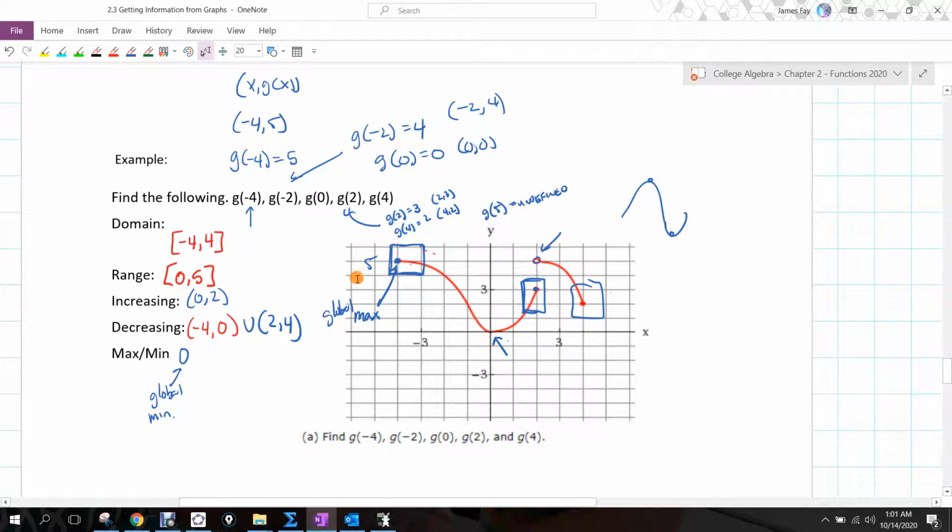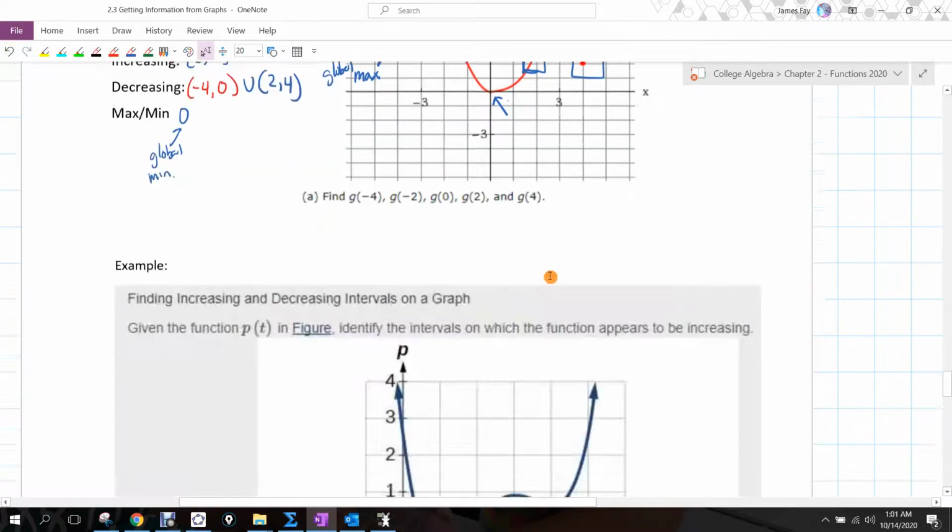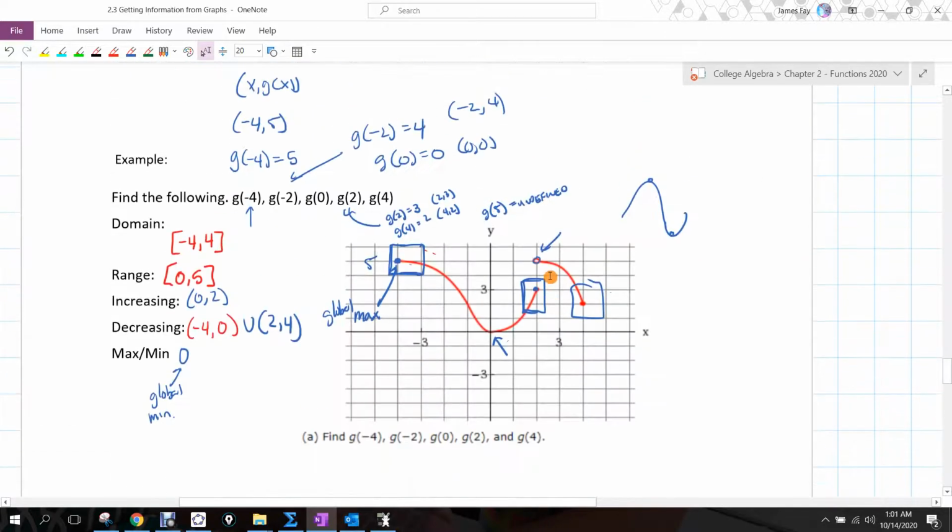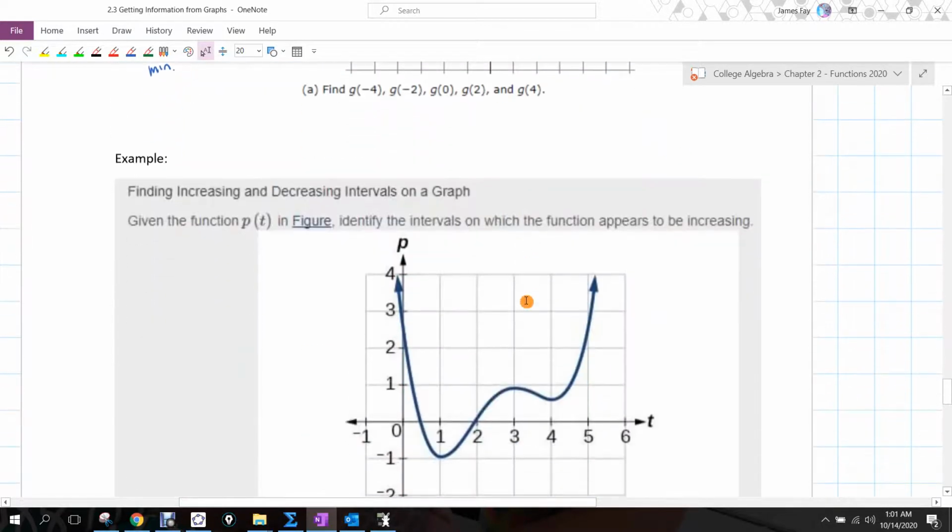But this is the idea of being able to look at a function, determine the domain, the range, where it's increasing, where it's decreasing, maximums, minimums, and that sort of thing. A lot of times the questions aren't necessarily going to be piecewise functions when you're asked about maxes and mins. They're going to be more like this, okay? So they're going to ask, where is this thing increasing and decreasing?